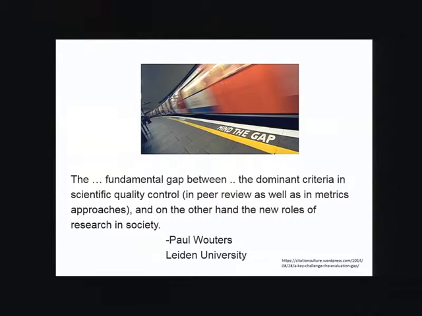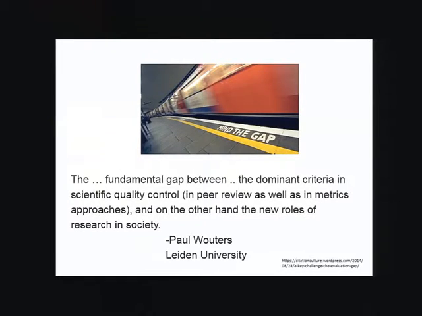But the idea is, the evaluation gap is this fundamental gap between the criteria which we apply to scientific quality control, by that we mean peer review, traditional citations, traditional bibliometrics, and on the other hand, all of the roles that research actually plays in society.